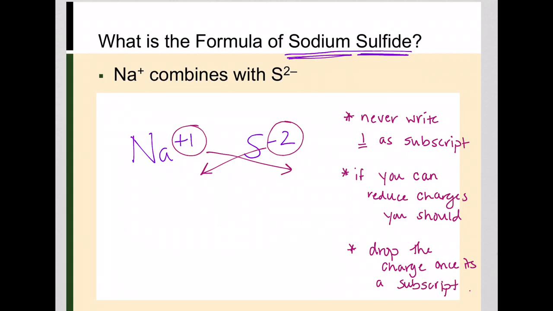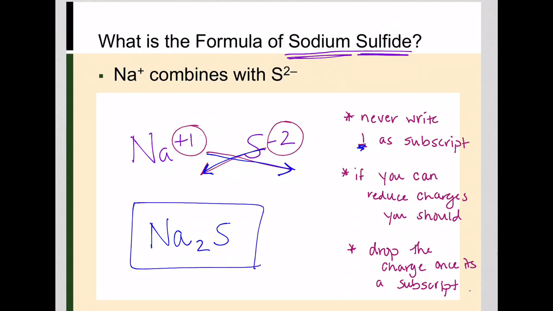So that means our resulting formula for this one would be Na, but after our 2 drop down there, Na2, and then S, and technically we had a 1 dropping down, but as we mentioned, a 1 will never be a subscript. So this is our final answer, Na2S. So those are the steps. Write the ions first, crisscross, and then write your remaining formula.